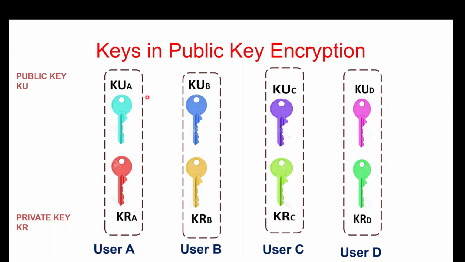In the last video, we discussed that in public key cryptography, each user has a key pair. KU means the public key, KR represents the private key. Look at this: user A has two keys, the green key and the red key. KUA means the public key of user A, KRA means the private key of A. Similarly, user B has a public key and private key. User C has a public key and private key. So each user is provided a pair of keys.